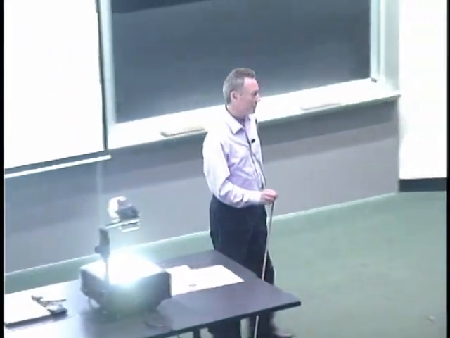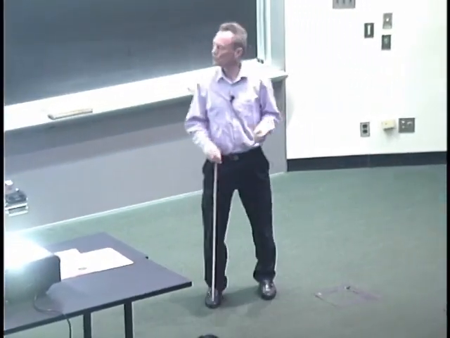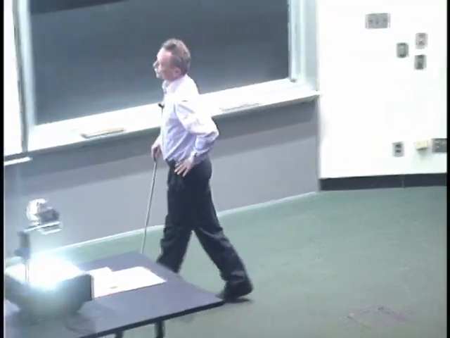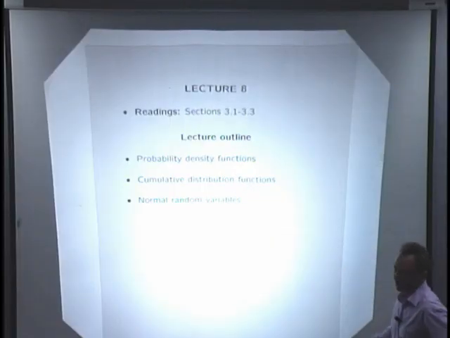In terms of new concepts, there's not going to be a whole lot today. Some analogs of things we have done. We're going to introduce the concept of cumulative distribution functions, which allows us to deal with discrete and continuous random variables, all of them in one shot. And finally, introduce a famous kind of continuous random variable, the normal random variable.